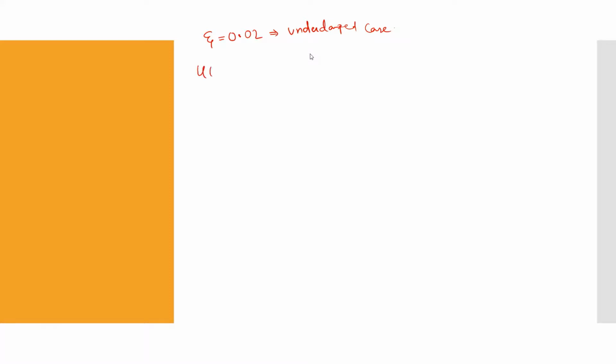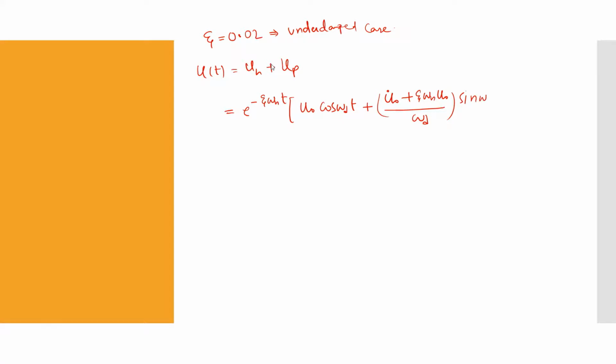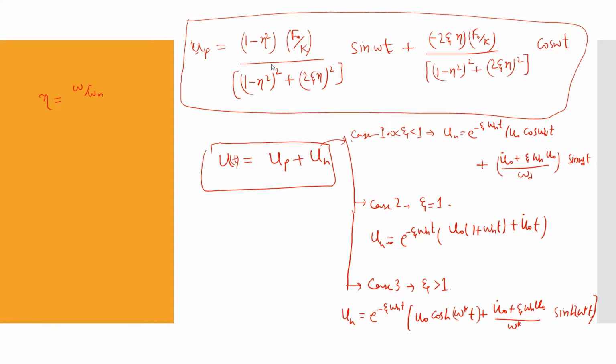So we can write the total solution as u homogeneous plus u particular, and we know u homogeneous is e to the power minus xi omega n t, u naught cos omega d t plus u naught dot plus xi omega n u naught upon omega d into sine of omega d t, plus u particular, and the particular solution we have already solved up here, which has 1 minus eta square.